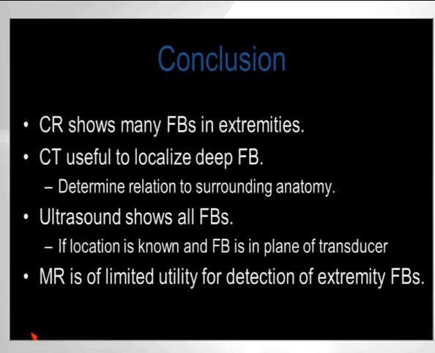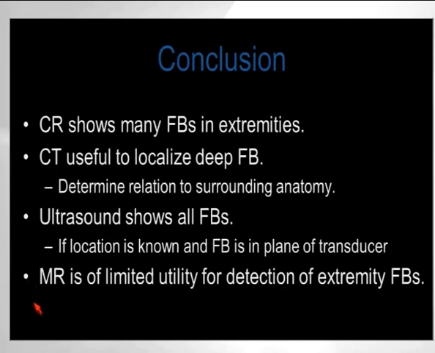So to sum it all up, in our experience, most foreign bodies in extremities are shown on radiography, and I think starting with X-rays to localize a foreign body is a good idea. CT is the most useful tool to determine the relationship of a deeply impaled foreign body and to determine what the surrounding anatomy is. If you know where your foreign body is located, and if it's accessible with the depth that ultrasound allows you to access, you will find it with ultrasound.